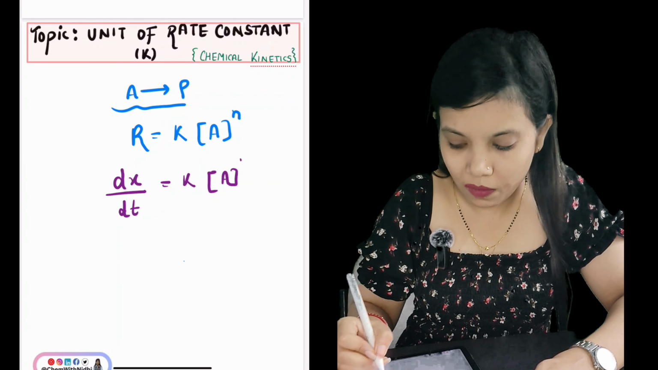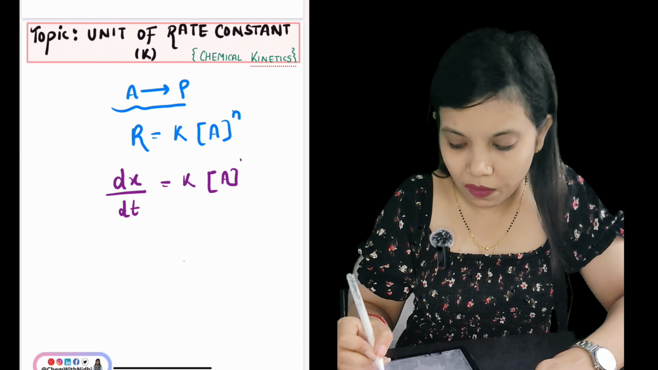For dt, t is the time, so this will be second inverse, divided by this A raised to the power N, is equal to K. In this way, we can find the unit. For example, for this A, we will write mole liter inverse second inverse divided by, this is also concentration, mole per liter raised to the power N.